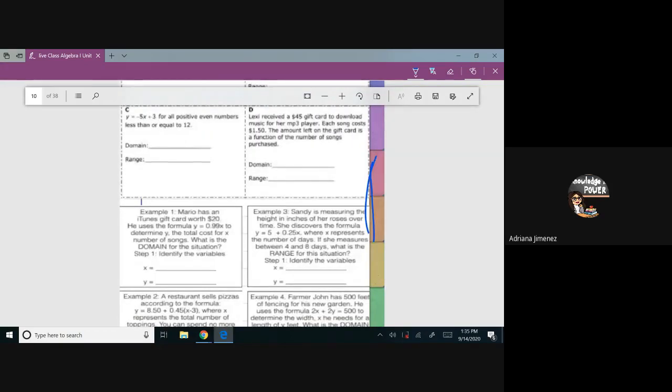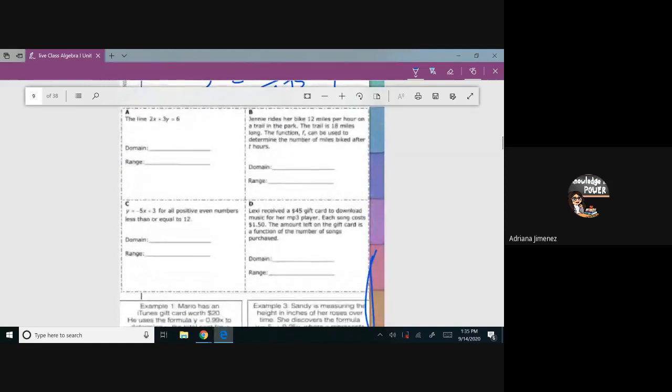Okay, the rest of these are nothing but examples. Now I wanted to pop these 2 in here just to let you know that when it's an equation, they have to tell you something. So on letter A, they don't say anything. Because they didn't say anything, this is continuous, and you're going to put all real numbers. That's what that R means for both of them. But on letter C, they're telling you that you can only use the positive even numbers less than or equal to 12. So this would be discrete.